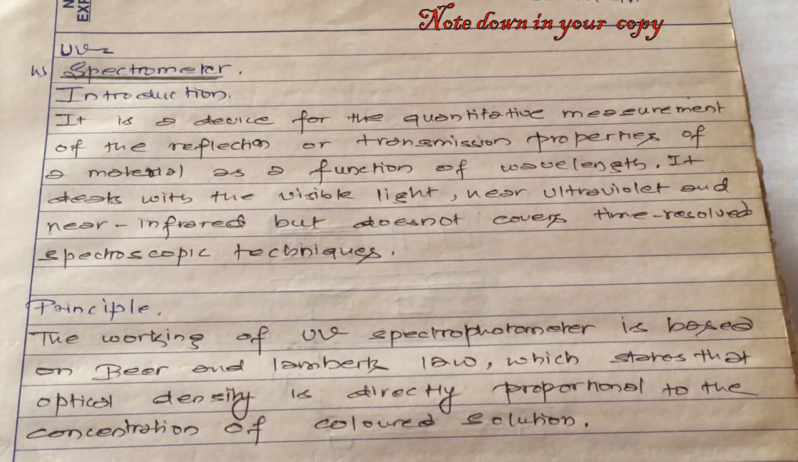Now let us focus on another important instrument used in the biochemistry laboratory, which is none other than the UV spectrometer. It's a device for the quantitative measurement of the reflection or transmission properties of a material as a function of wavelength. It deals with visible light, near ultraviolet and near infrared, but does not cover time resolved spectroscopic techniques. The principle of the UV spectrometer is based on Beer-Lambert law, which states that optical density is directly proportional to the concentration of the colored solution.